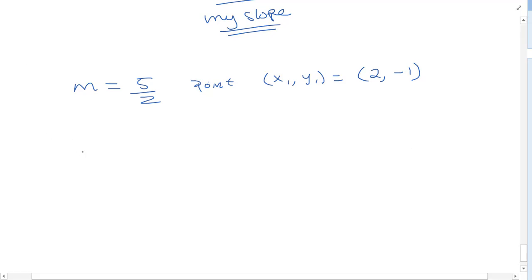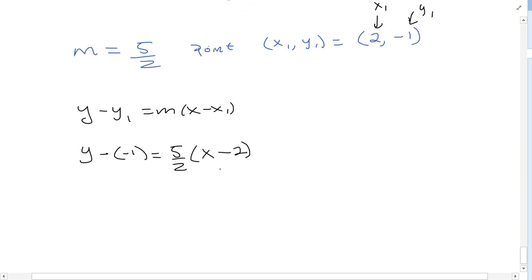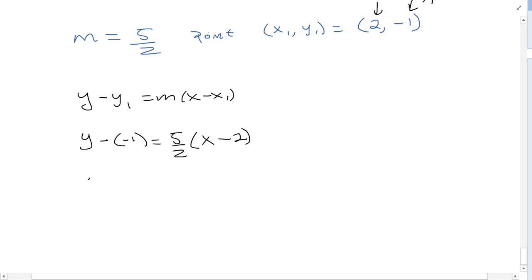So I'm going to use the point slope form. So y minus y1 equals m times x minus x1, and solve it this way. So it's going to be y minus y1. So this is my y1 and this is my x1. So y minus negative 1 equals the slope, which we found to be 5/2, the opposite reciprocal of the line that was given to us, times x minus the x value of our point, minus 2. And then we solve for y.